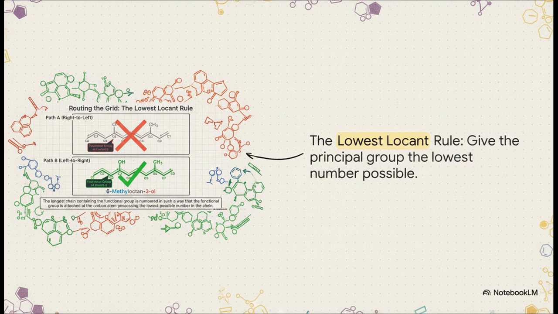Look at the molecule on the screen. We could number it from right to left, that's path A, which puts our boss alcohol group on carbon number 6. Or we could go left to right, path B, which puts it on carbon 3. Well, the rule is simple and it is absolute. The boss gets the lowest number possible. 3 beats 6 every time, so path B is the one and only correct way.